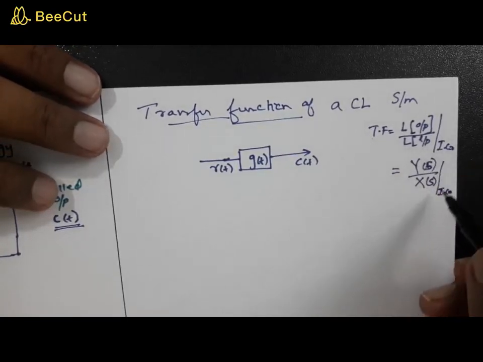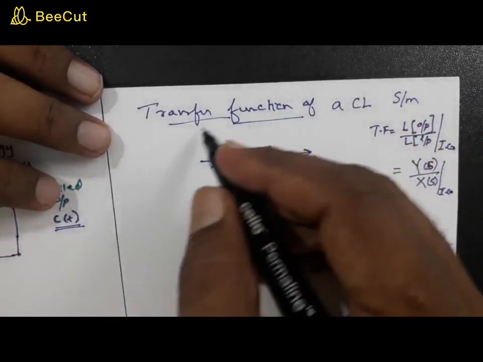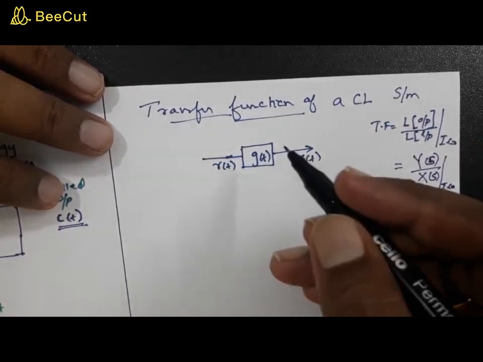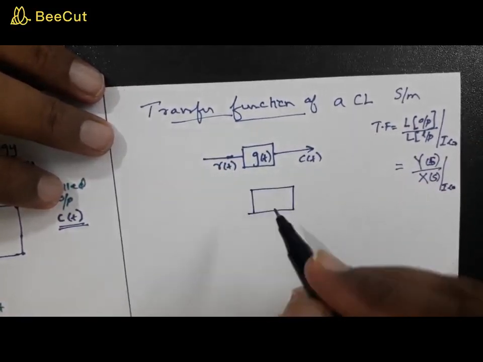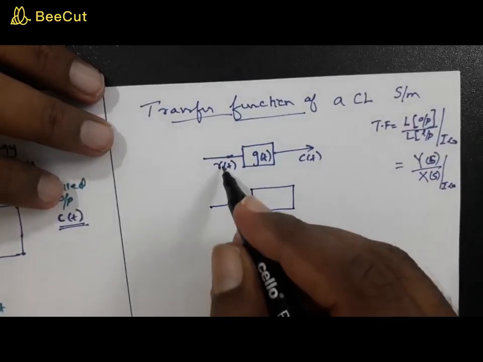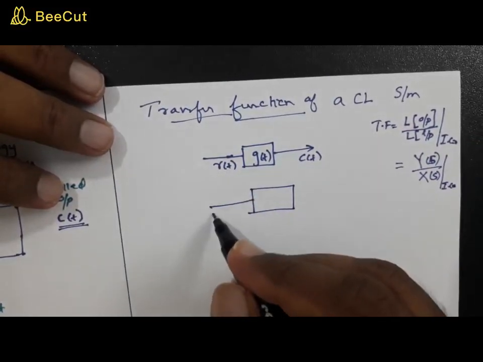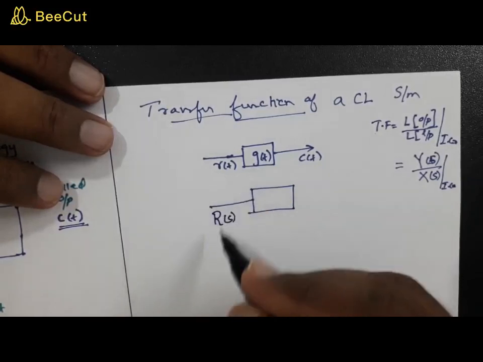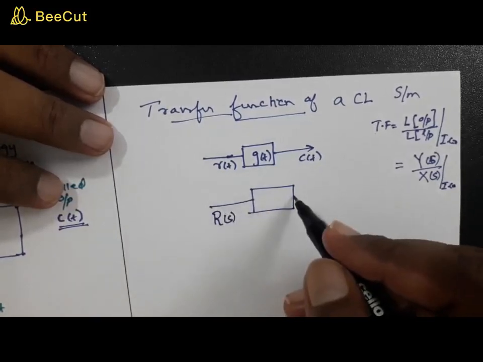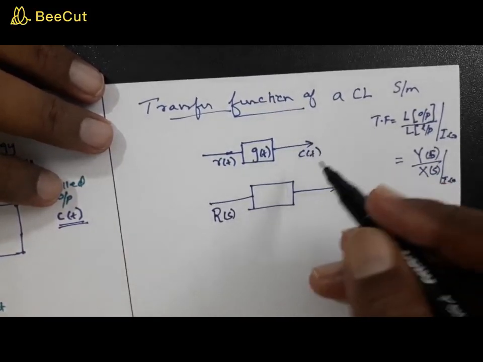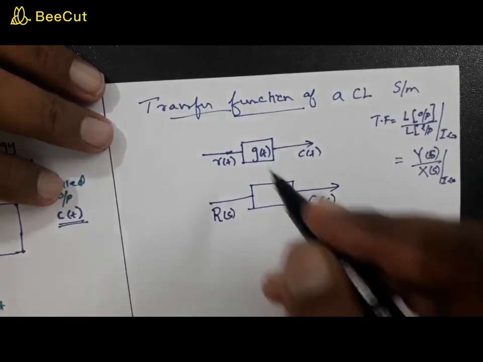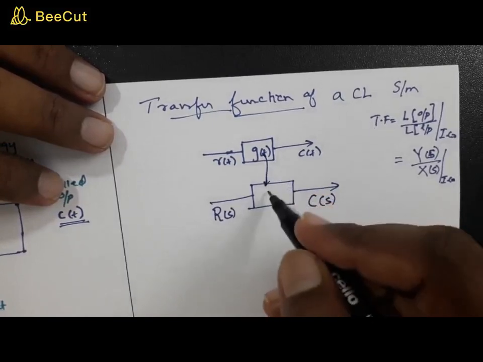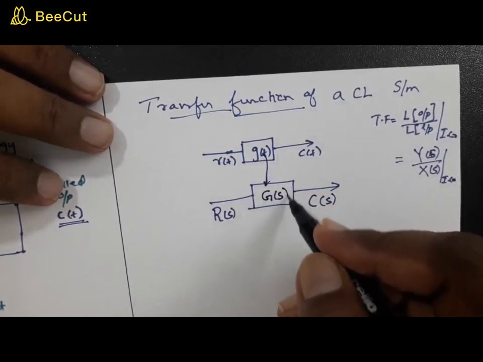Now that means this particular block has to be converted to the S domain. This is the T domain, so in the S domain block, if it is R of t, then this will be capital R of S. This is how the Laplace transform is represented. So what about C of t? C of t will be capital C of S. Then what will be G of t? G of t will be G of S.